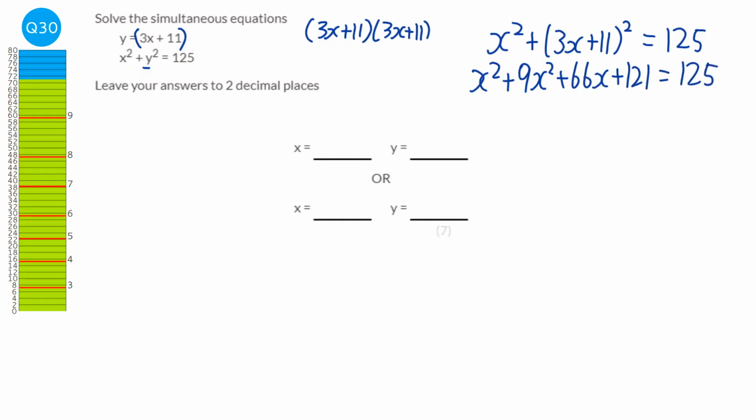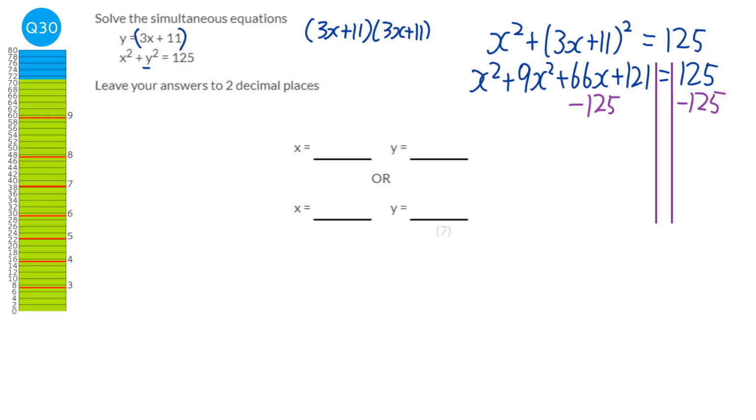Now at this point we want everything to equal 0 because it is a quadratic. So to solve it we need it to equal 0. So we're just going to tidy it up and add the bits that need to be added, and we're also going to subtract 125 both sides to get it equal to 0.